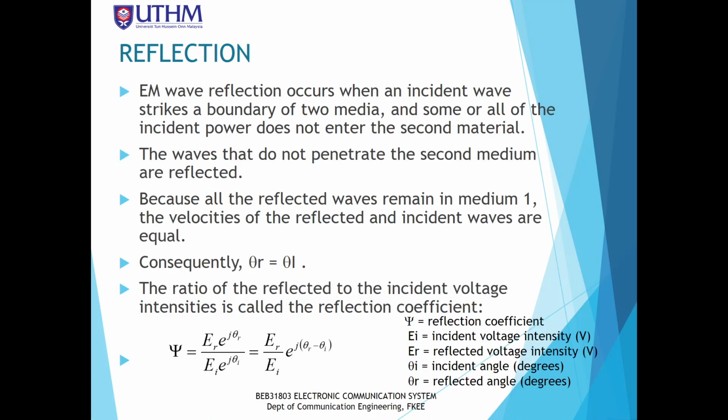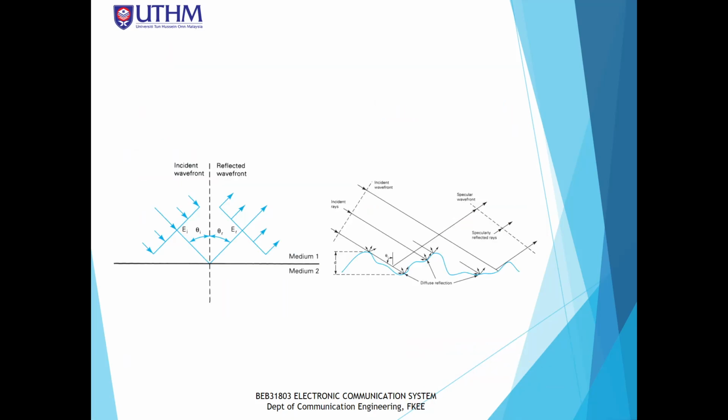Okay, and then reflection. Reflection occurs when an incident wave strikes a boundary of two media. Some or all of the incident power does not enter the second material. Instead, it will be reflected. So this is an example of reflection where you see that the wave travels in these directions. Instead of going through medium 2, it will be reflected back to the same medium. So this is what we call reflection. In Malay, we call it pantulan.